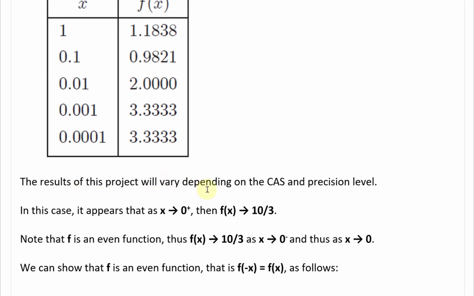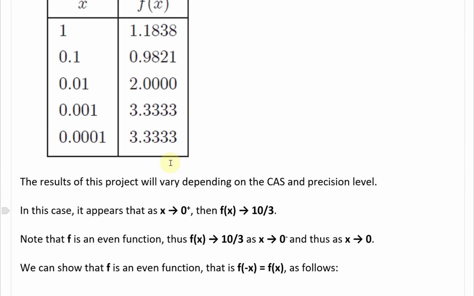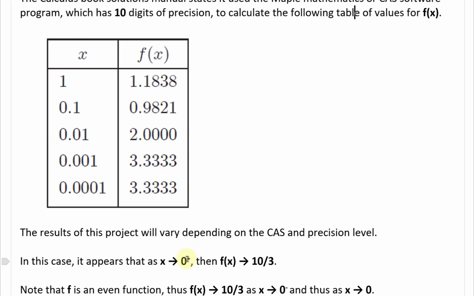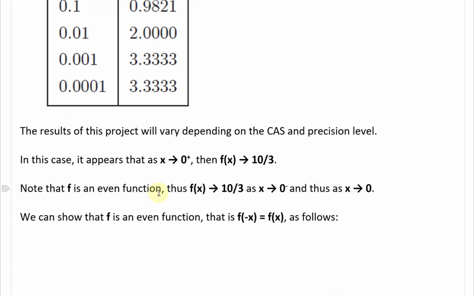The results of this project will vary depending on the CAS and precision level that you're using in your calculator. In this case, it appears that as x approaches 0 from the right side, that's why we have a plus, so it's from the positive side. So it's going to be positive 1, positive 0.1, etc., all the way there. Then f of x is approaching 10 over 3. And note that f is an even function, and I'll prove that in a bit. Thus, f of x approaches 10 over 3. And again, 10 over 3 is just 3.33.